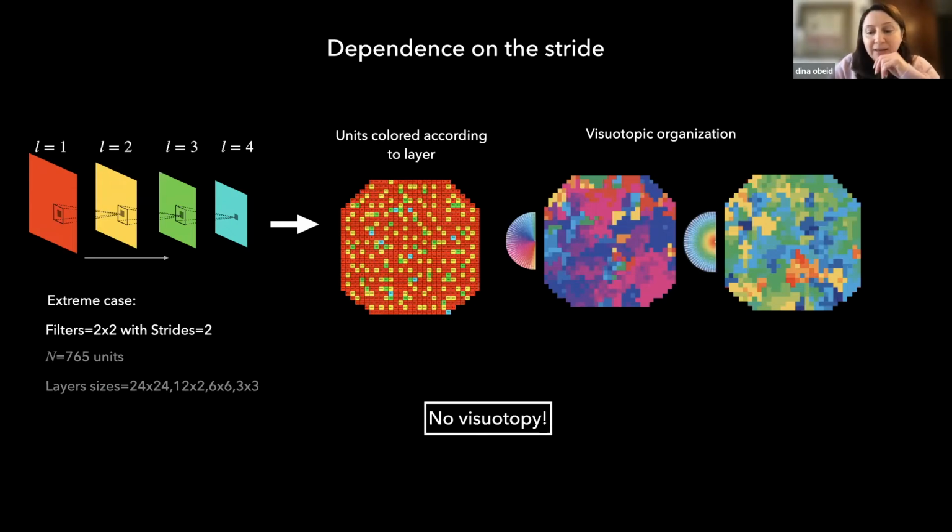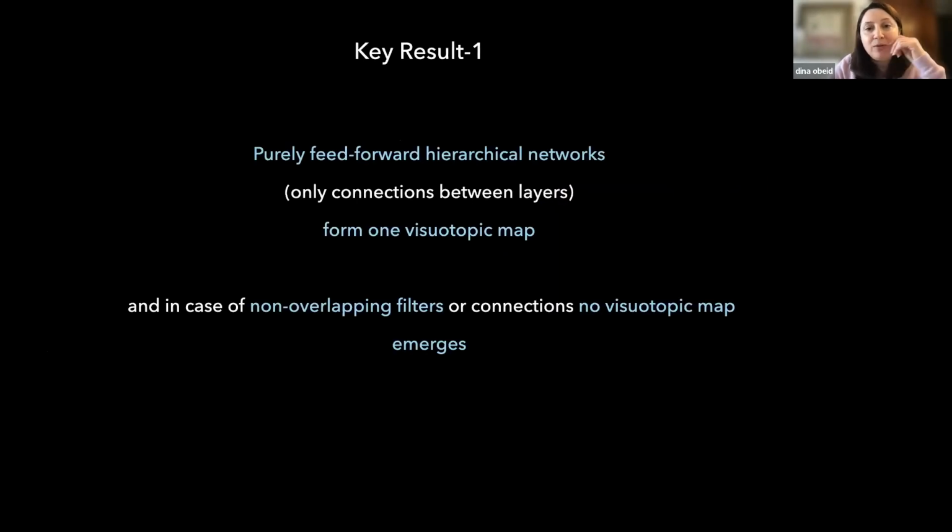So this takes me to my first key result, which I think is interesting. From the numerical experiments that we saw and the intuition that we tried to build, a purely feed-forward hierarchical network forms one visuotopic map only. And in the case where you have non-overlapping filters, or connections among units, then you might not have any visuotopic map emerging.